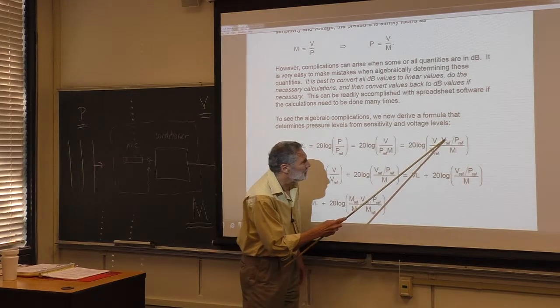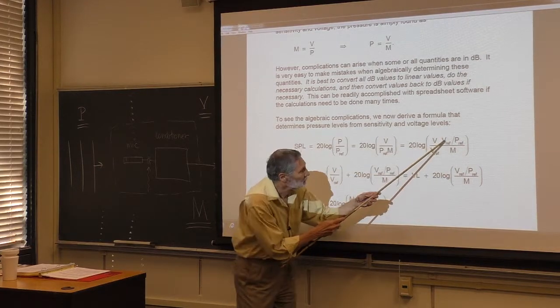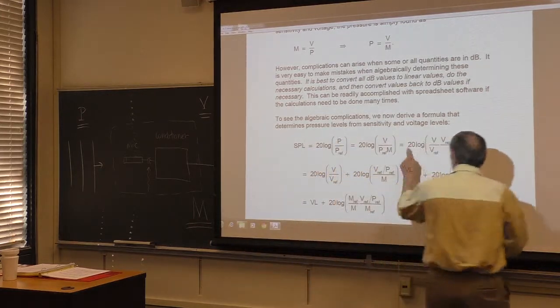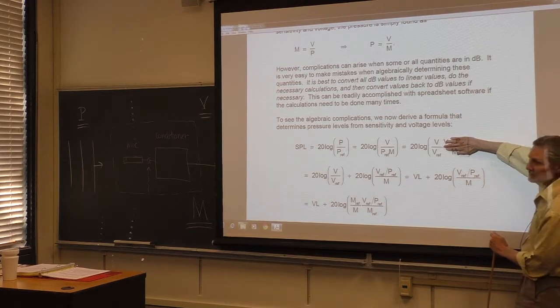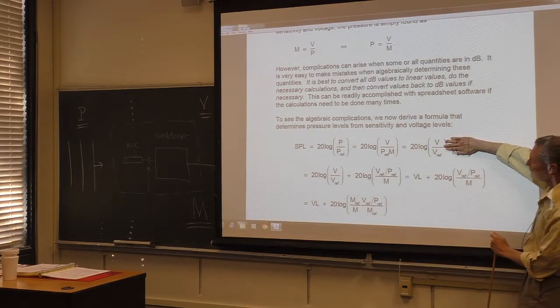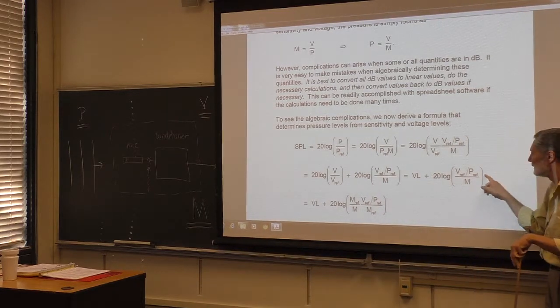Well, I'm going to multiply and divide by the reference voltage here. I'm not changing the number, right? And the reason I do this is the log of this product is the sum of the logs. And what's that? That's the voltage level, right? So I finally get it out. Here's the voltage level. Here's what I'm left with.